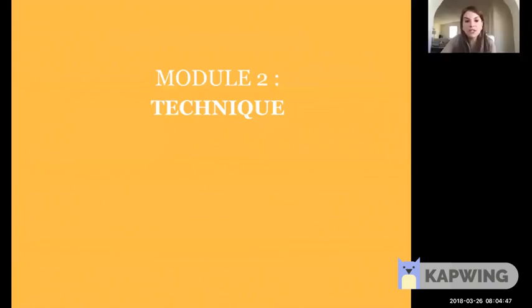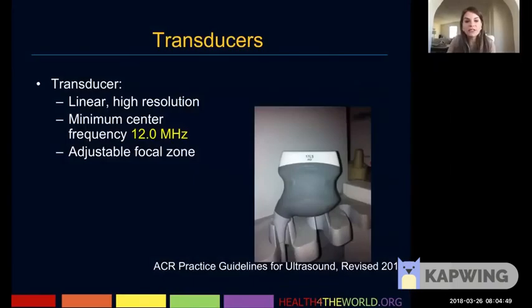And now we're going to move on to the technique portion of this lecture. So when we do breast ultrasound, you want to use a linear high-resolution transducer with a minimum frequency of at least 12 megahertz that has an adjustable focal zone. In our practice, most commonly, we use a linear transducer with an 18 megahertz minimum center frequency.